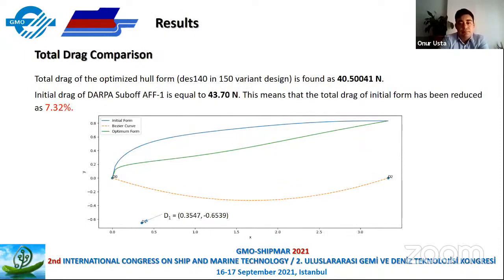The total drag of the optimized hull form, which is the 114th variant of the design, is the optimum one, and as can be seen in the slide, the drag is reduced by 7.32%.